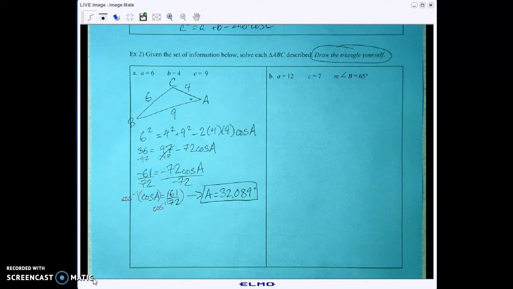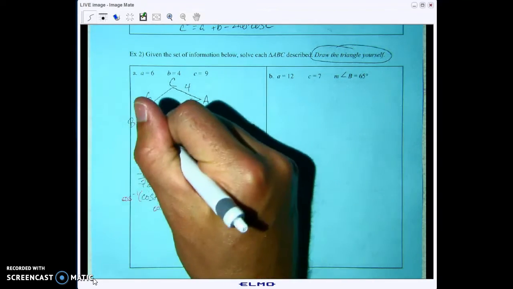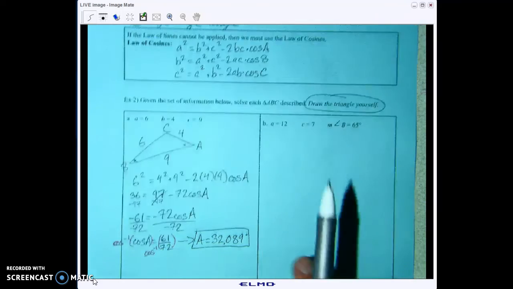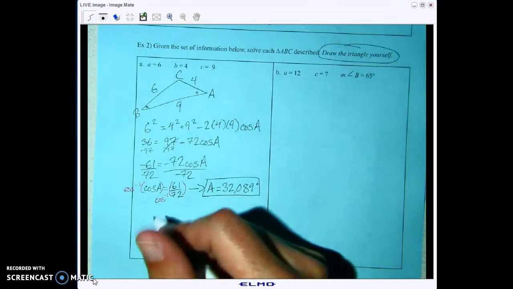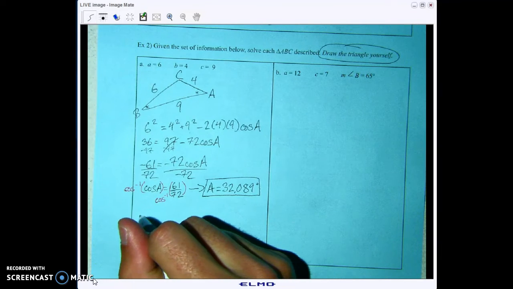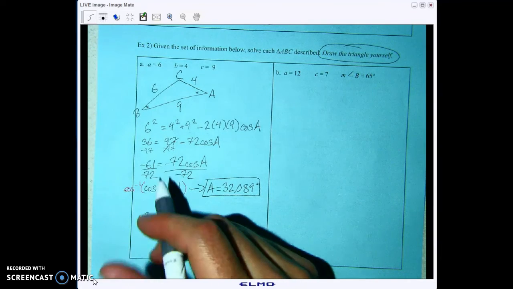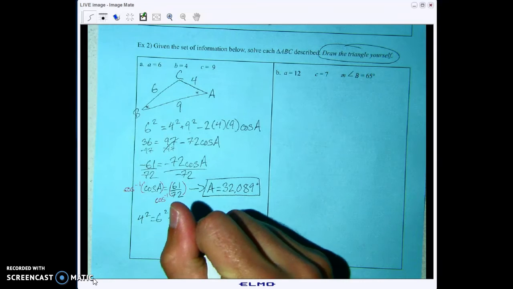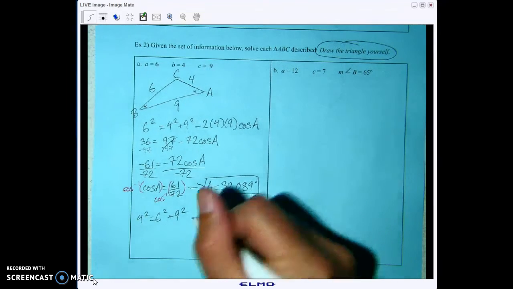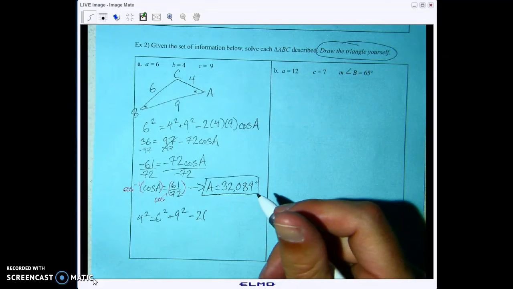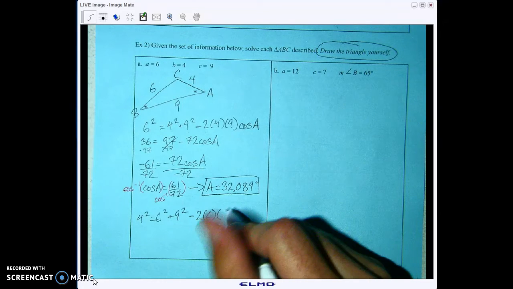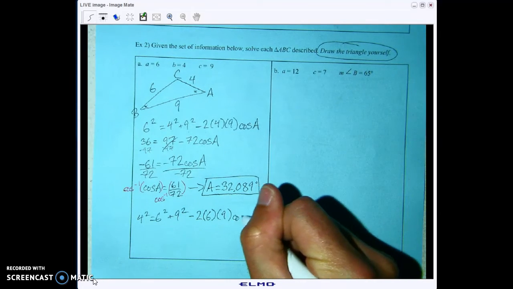So, what do you want to find next? You want to find angle B? All right, well, let's find angle B. Angle B is right here, so that means that we're going to use this guy, the second one. There we are, the second equation there. So we have B squared is equal to A squared plus C squared. Let's see, B squared is 4 squared is equal to A squared, which is 6 squared, plus C squared, which is 9 squared, minus 2 times side A, which is 6, right? So 2 times 6 times side C, which is 9, times the cosine of angle B.